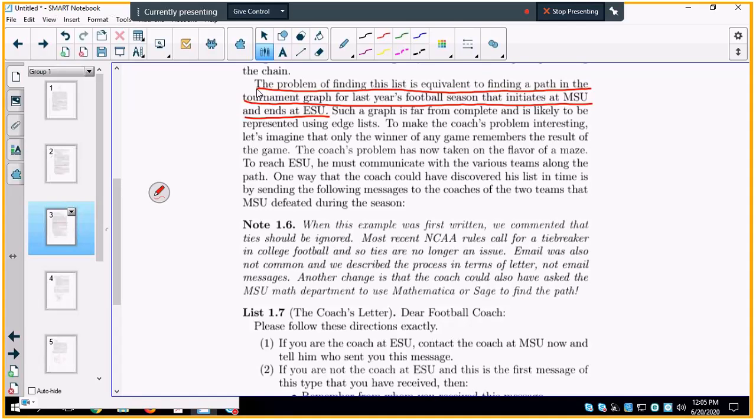So to make the coach's problem interesting, let's imagine that only the winner of any game remembers the result of the game. Then the coach's problem has taken the flavor of a maze. To reach ESU, he must communicate with the various teams along the path, and one way that the coach could have discovered his list is by sending the following messages to the coaches.